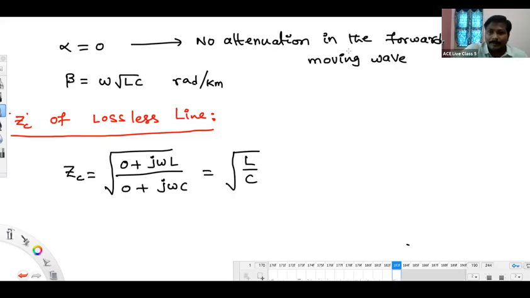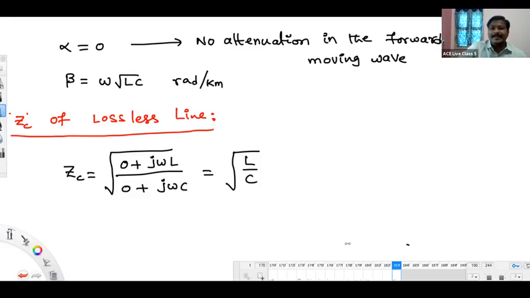All of you listen to me, please. We'll substitute the inductance value and the capacitance value for the line. After substituting these two values, we'll get a square root and we'll get some number. What will be the angle of that number? Is there any imaginary part in this impedance? Yes or no? No imaginary part.